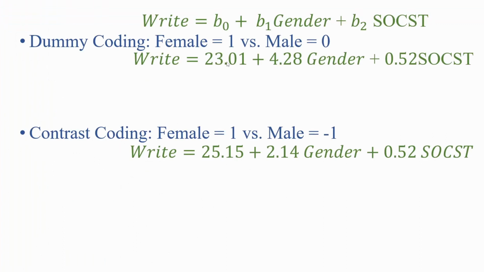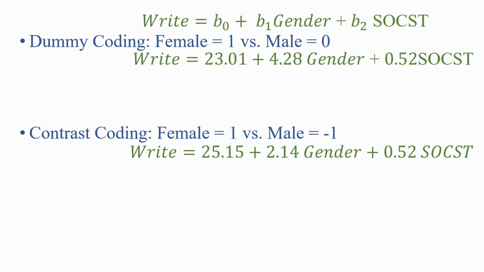As you can see, the intercept and two slopes are mostly different, except the social science score is the same. But the intercept and the regression coefficient for the gender are different across these two types of coding. In order to understand what they mean, let's again do the same thing.